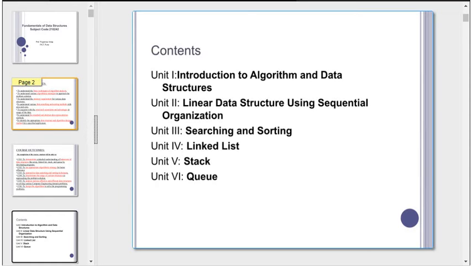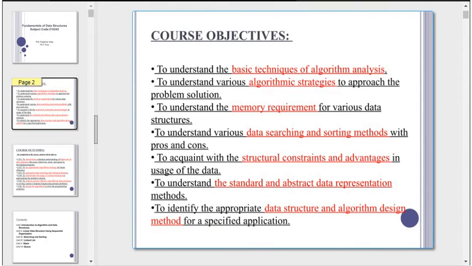Before starting with Unit 1, let's first see the different course objectives of this course. The first objective is to understand the basic techniques of algorithm analysis. As we know, for any problem we can write different algorithms. So we have to see what the different techniques are to analyze those algorithms so that we can select the best algorithm performance wise.